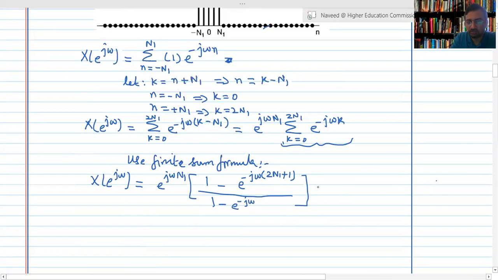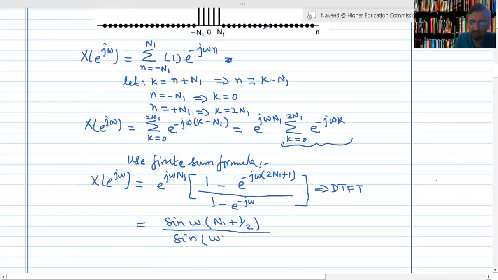So here we have the discrete time Fourier transform of the rectangular pulse, and we can bring it into the sinc form. I will directly write the answer: sine of omega (N1 plus half), divided by sine of omega divided by 2. So you can revisit the discrete time periodic square wave example in chapter 3 to see how we can get this form of discrete time Fourier transform.